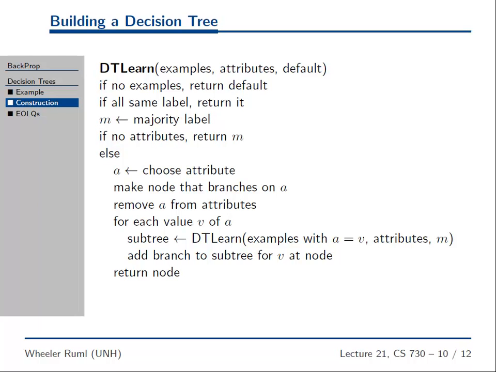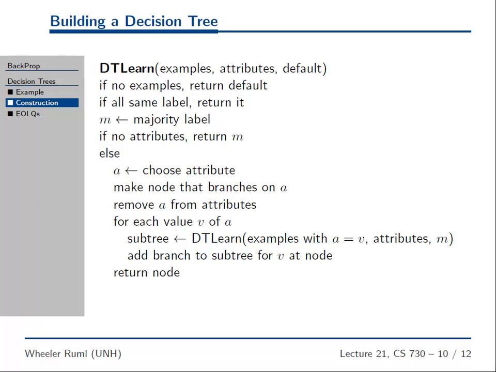Dan? I mean, majority label isn't a parameter, so where does it come from again? We figure it out. You look at the examples. These are the training examples, so they're all labeled. The no attributes case gets the majority label.